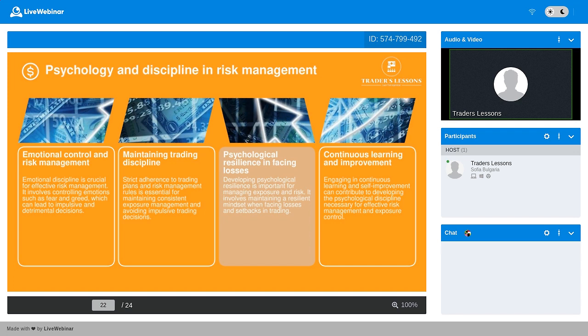Psychological resilience in facing losses. Developing psychological resilience is important for managing exposure and risk and managing trading. Because, as I said, if you enter and you say, I only make money, and on the first loss, you say, this is not for me, what should I do, and so on and so forth, it's causing panic. You start closing minuses, you start closing losing trades, and then you'll never see the end of it. So also, you need to understand that not every single trade that you open will be a profitable one. You just need to learn how to deal with that and calculate your risk reward ratio so you can overcome your losses with your profits.